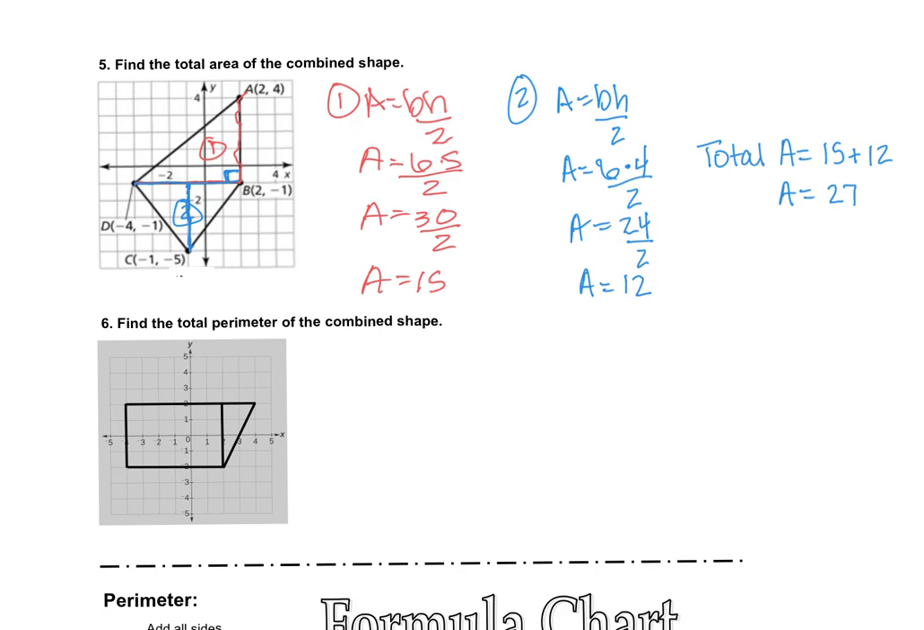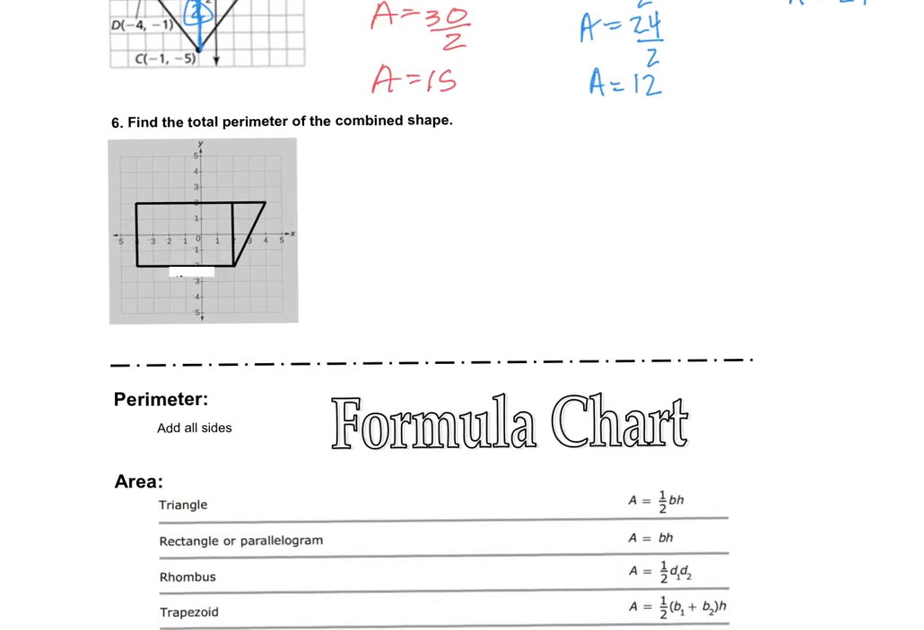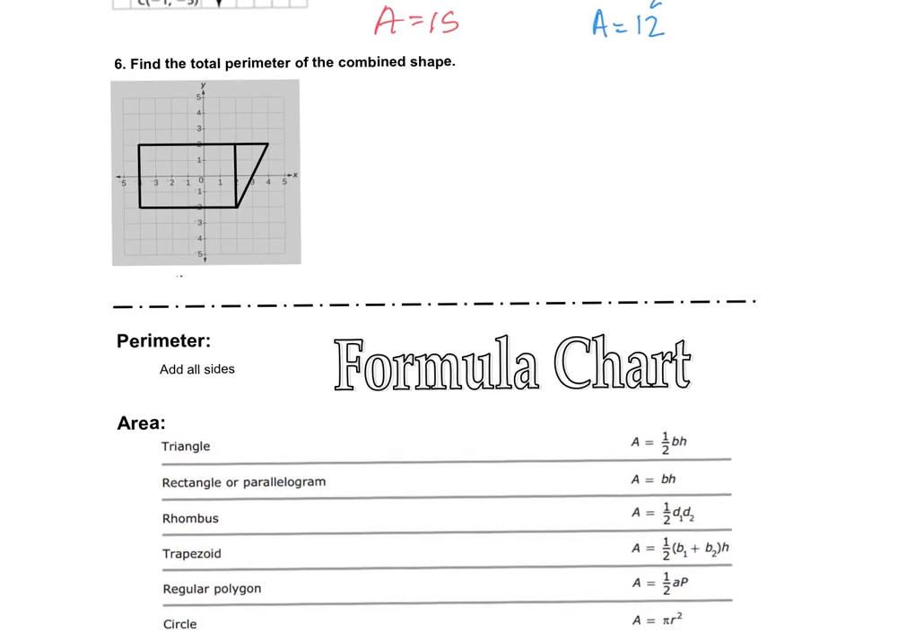All right, now this is our last one. We're going to be finding the total perimeter of that combined shape here on number 6. So we're going to start off by counting that distance from one side to the other. So we're going to start here and count over 1, 2, 3, 4, 5, 6, 7, 8 units on the top. And now we're going to do this side over here. So we're going to do 1, 2, 3, 4 units. And now this other horizontal side is 1, 2, 3, 4, 5, 6 units.